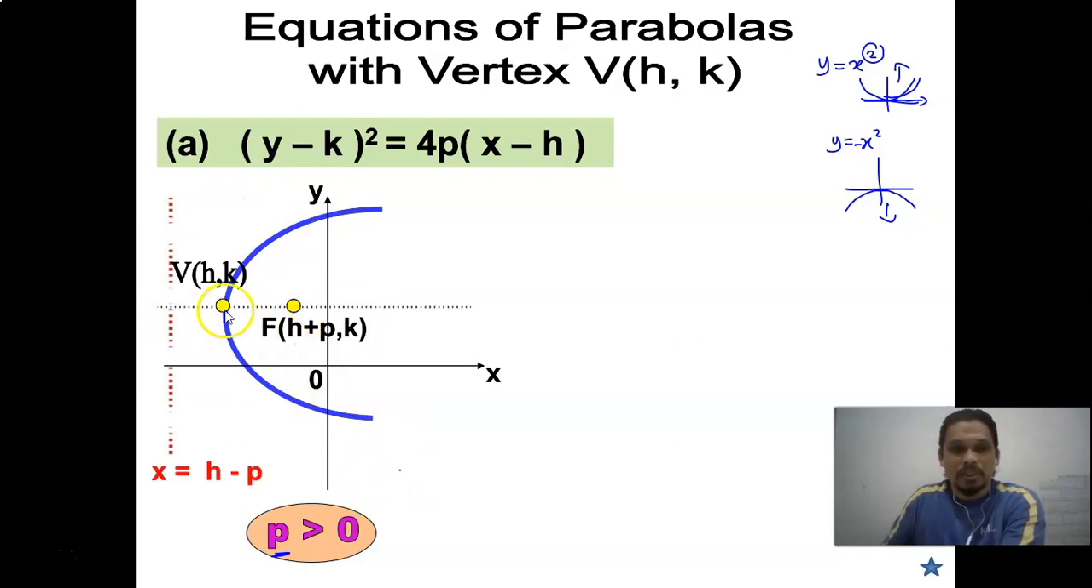Okay, so h and k for parabolas is not a center, just like we discussed already for the circle and the ellipse. For h and k in this topic of parabolas, it is the vertex, and then this is the focus point. So the distance from this point to the focus (h plus p, k) is p. Okay, and also the distance from this point here is also p.